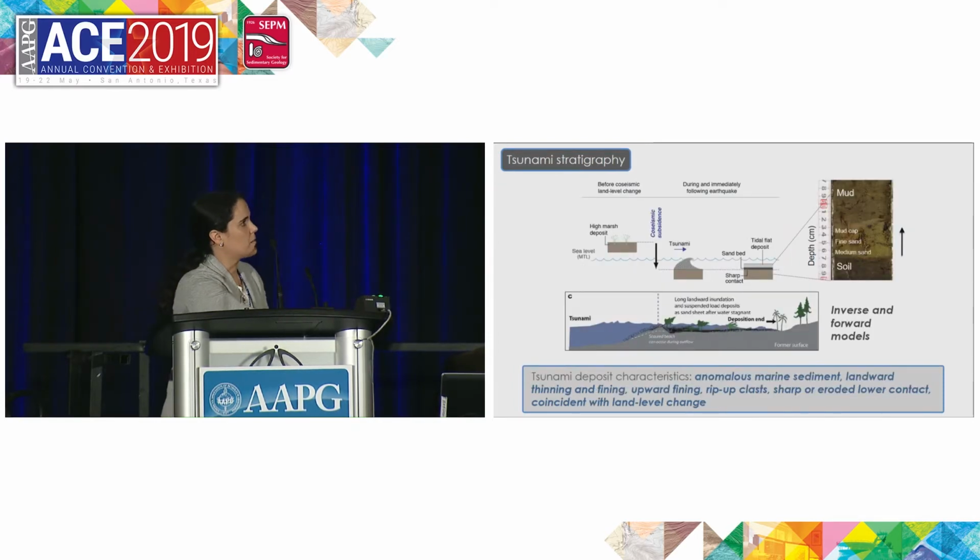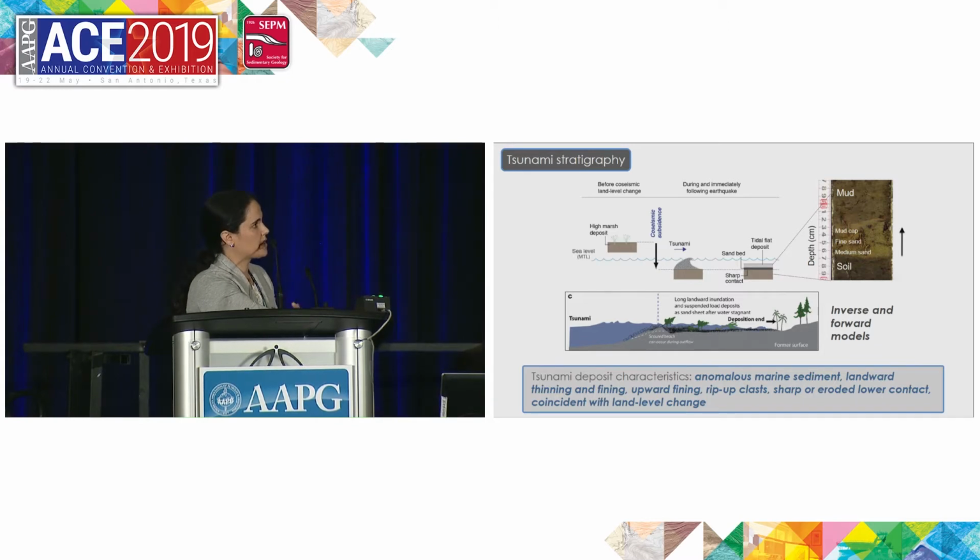So when we do find tsunami deposits, they have a distinctive look. As a tsunami comes in, it erodes the beach ridge and transports sediments inland. As it loses energy and decelerates, it's going to drop those sediments out of suspension. So on top of seeing this anomalous marine sediment, this coarser grain sand bed in a low energy marsh environment, we also see landward thinning of the deposit and fining upward, showing that the sediment settled out of suspension. We find rip-up clasts and a sharp eroded contact showing that high energy flow.